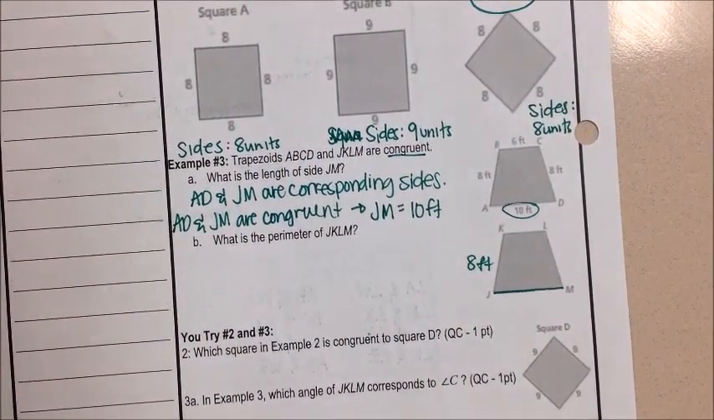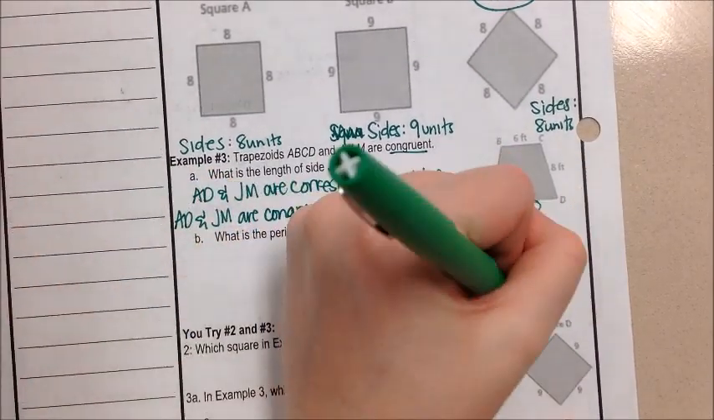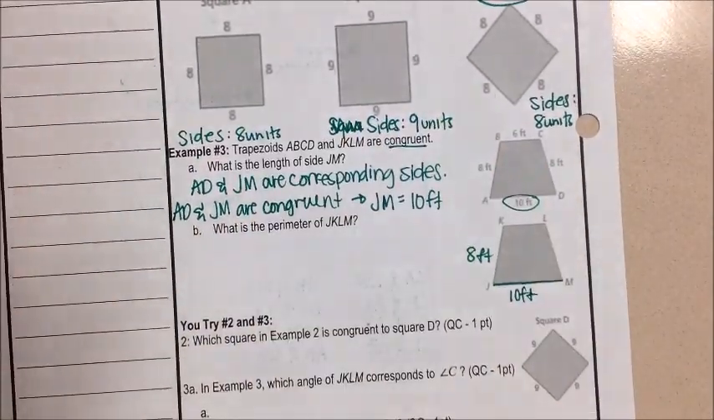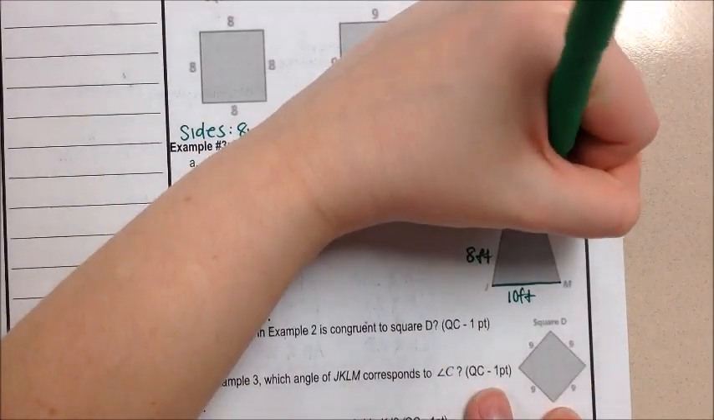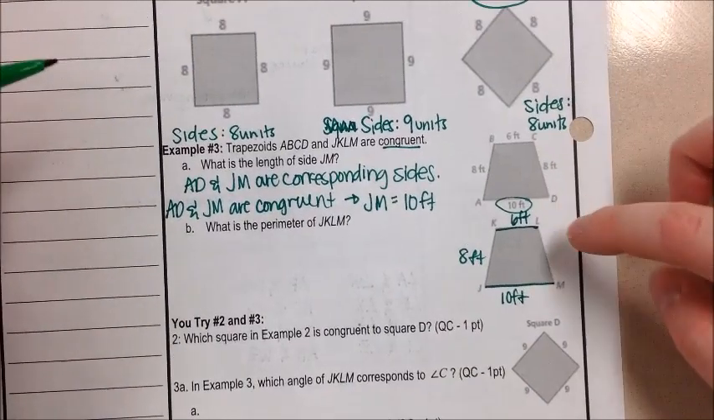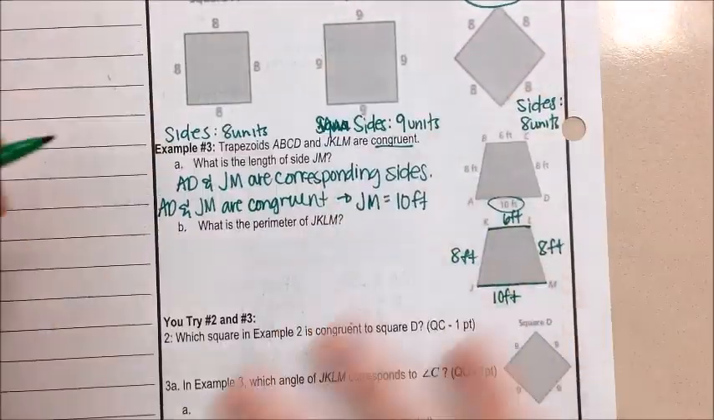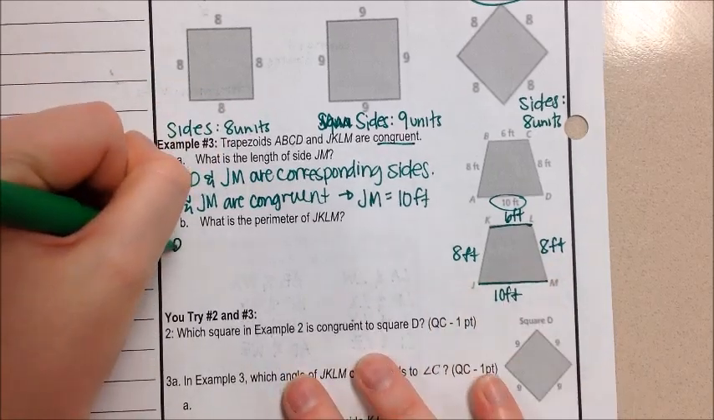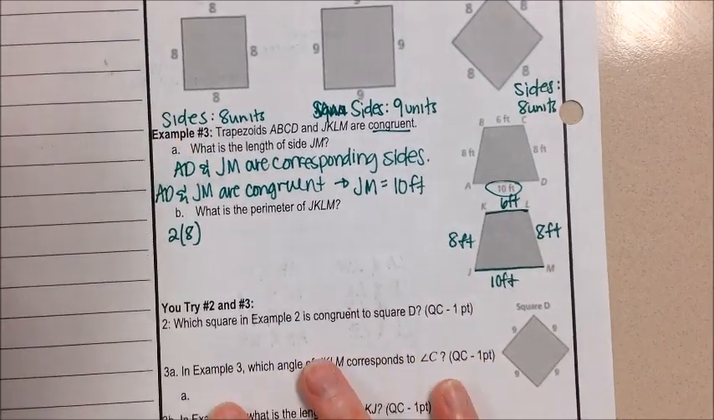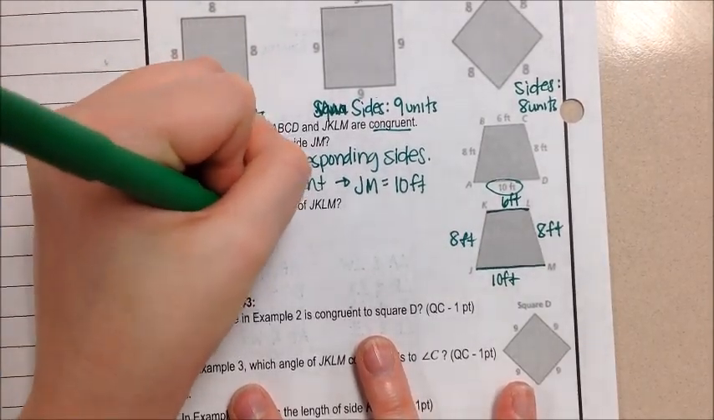Now it wants me to find the perimeter of JKLM. So I know this is 10 feet. KL corresponds to BC, which is 6 feet. And CD corresponds to LM, which is 8 feet. So now I just need to add those up. I have 2 8s, so I'm just going to do 2 times 8 so that I don't have to add it twice. Plus 10 plus 6.